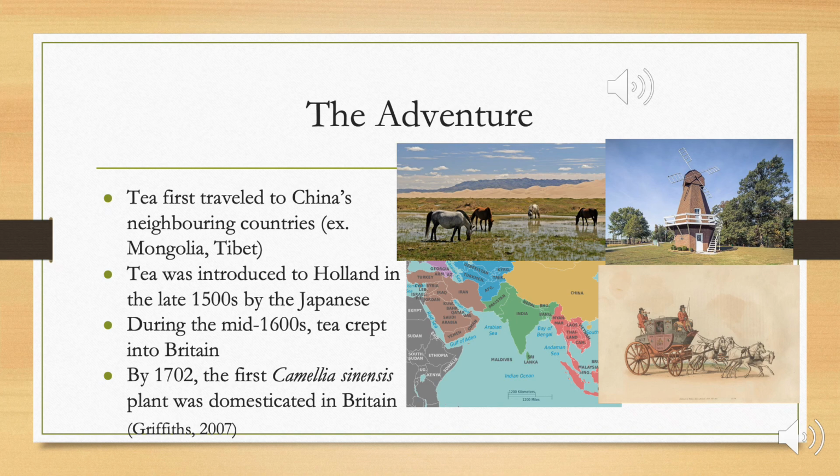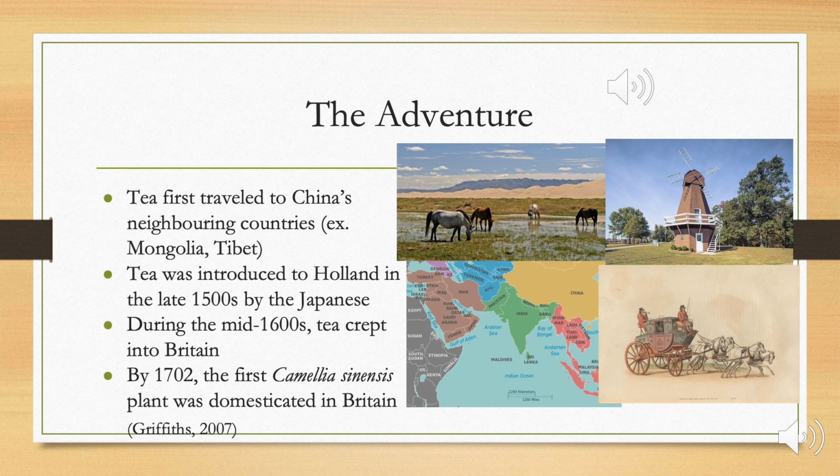Next, we will discuss where tea has traveled to from its original location in China and India. The first place tea was spotted that wasn't China or India was in neighboring countries like Mongolia and Tibet. Then, in around the late 1500s, tea was introduced to Holland by the Japanese. Around 1550, Holland began to popularize the plant, and it was seen in grocery stores.